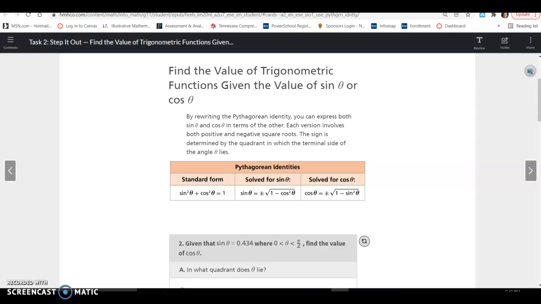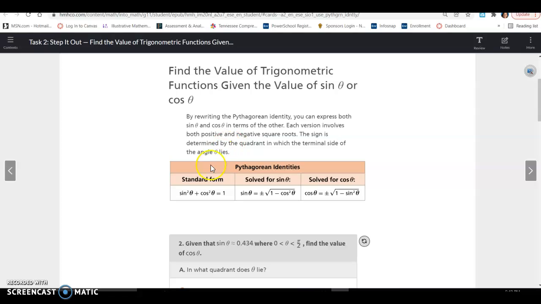Lesson 15.3, task 2. Find the value of trig functions given the value of sine of theta or cosine of theta. By rewriting the Pythagorean identity, you can express both sine of theta and cosine of theta in terms of the other. Each version involves both positive and negative square roots. The sign is determined by the quadrant in which the terminal side of the angle of theta lies.